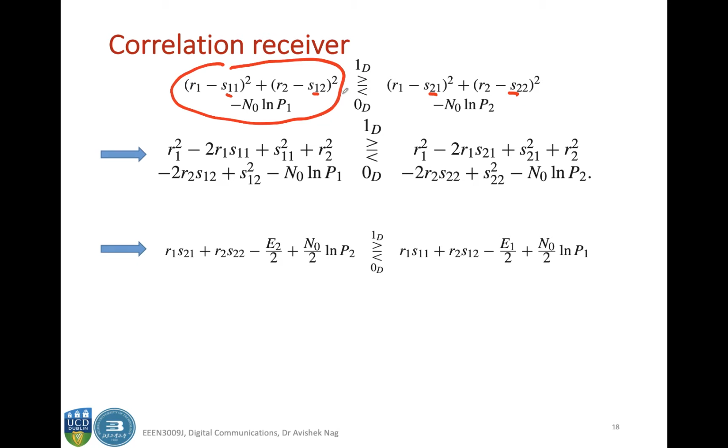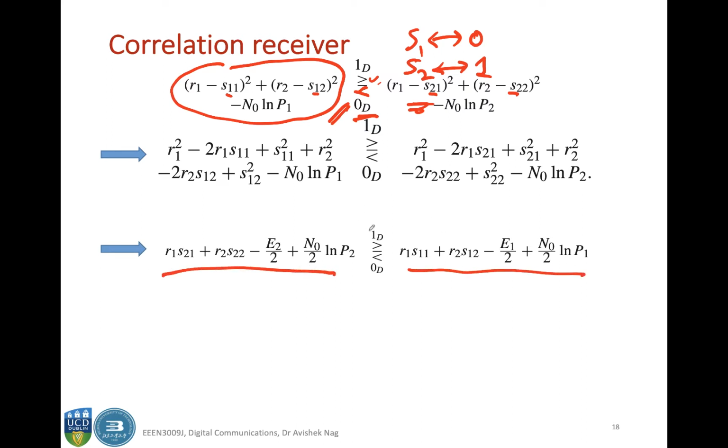So if the corresponding term for S1 is smaller, which is denoted by this sign, then you are deciding 0, because S1 corresponds to 0. And if S2 is smaller, if this side is smaller, which is denoted by this term, then you are deciding 1, or S2, because S2 corresponds to 1. So now if you simplify these equations a little bit, you come up with linear equations.